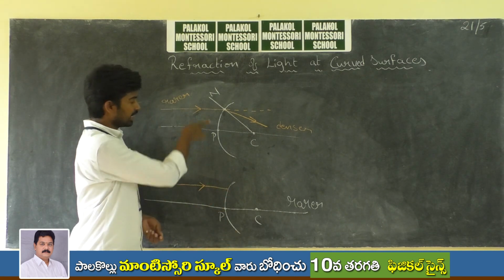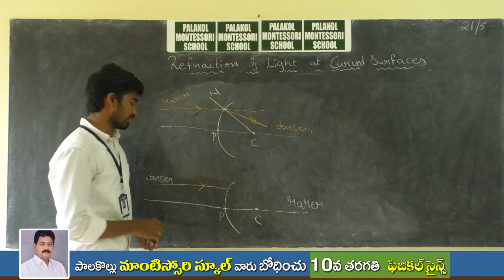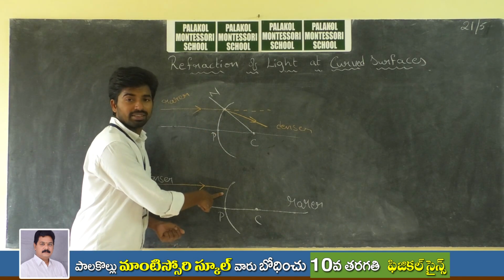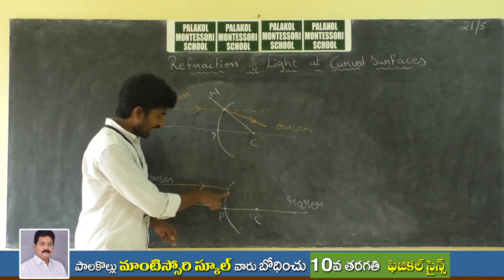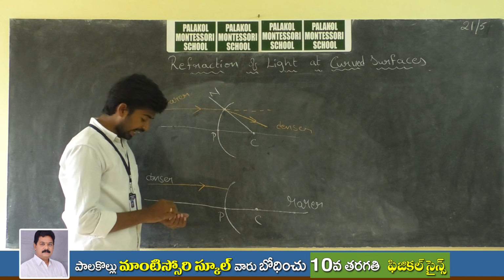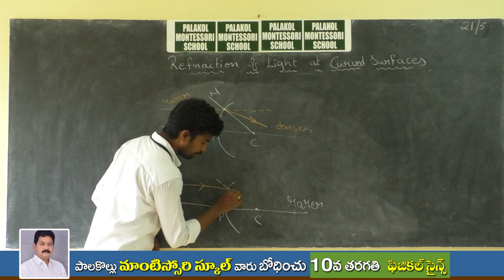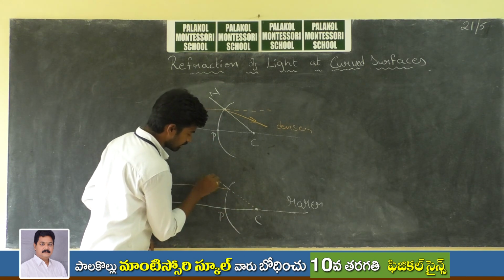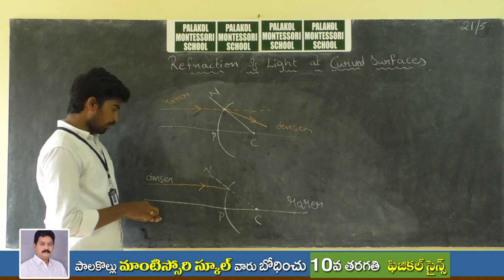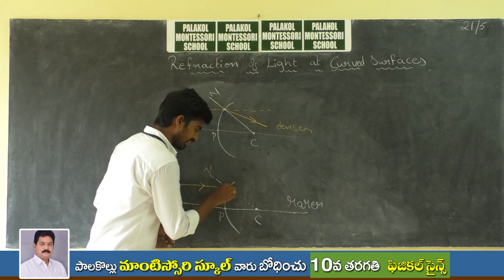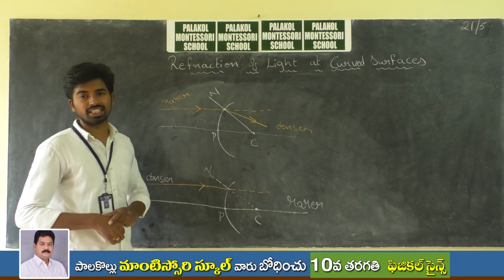In both the cases the light is incident on a convex surface. To know the bending direction of the light ray, we need to draw the normal line at this point of incidence. The line joining the center of curvature and the point is called the normal line. This is the normal line. This is the actual path of the light ray when there is no change in the medium.